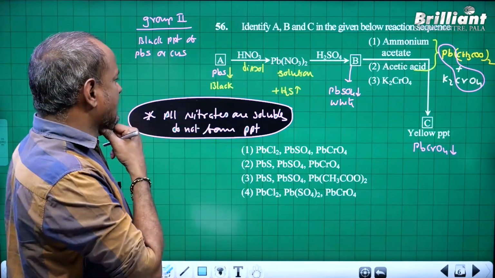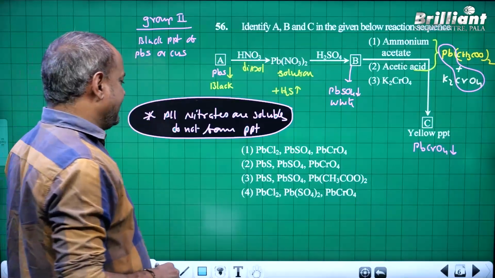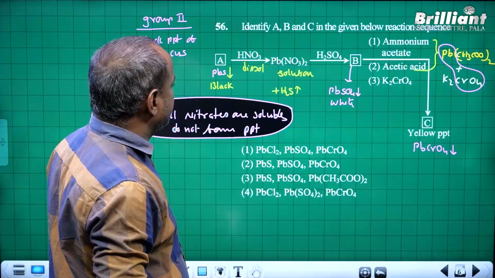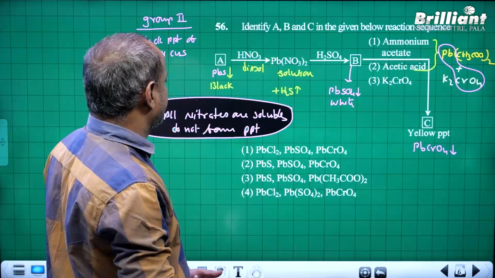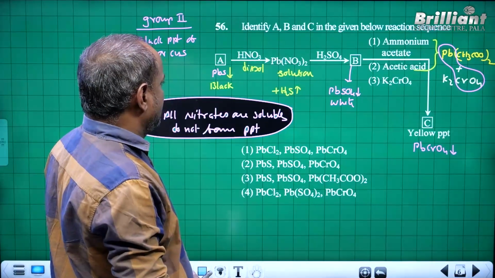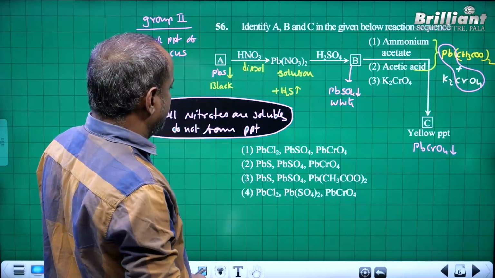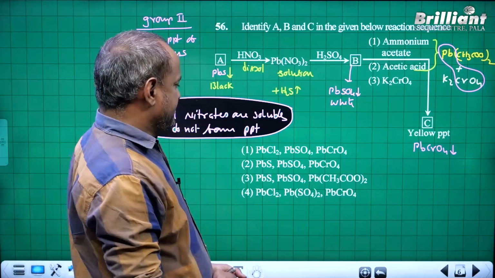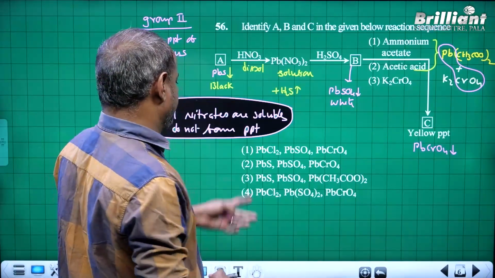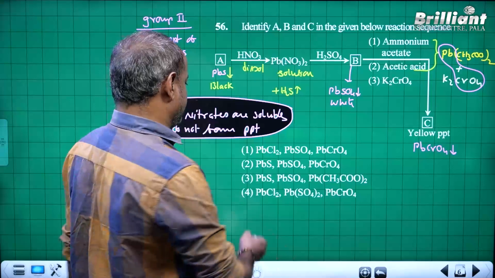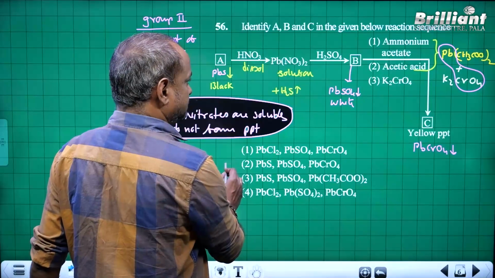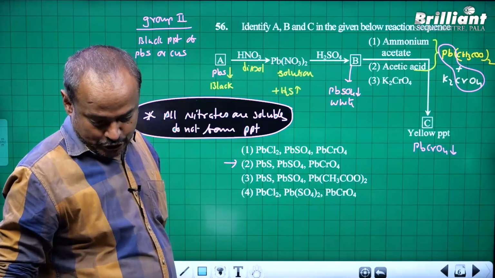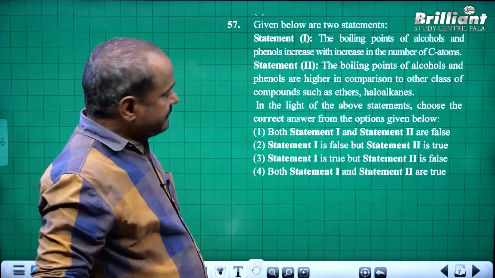So what are the respective compounds? Starting is lead sulfide, second lead nitrate, but second not given here, lead sulfate, B. Direct C, lead chromate. So PbS, PbSO4, PbCrO4. Option 2.